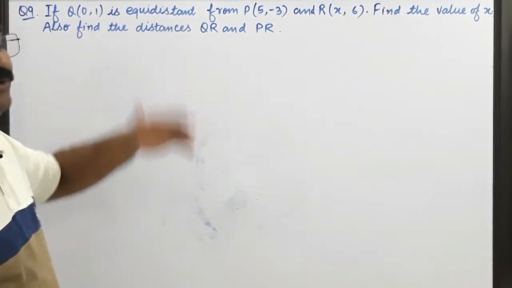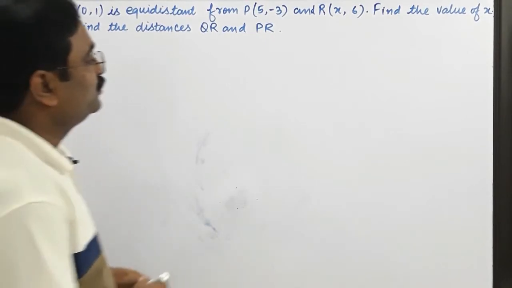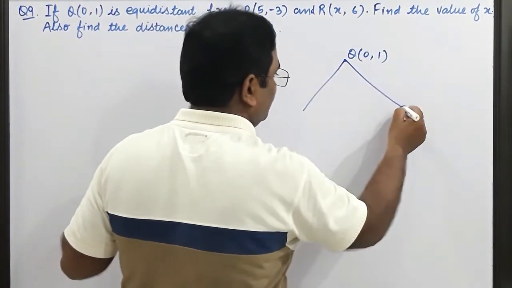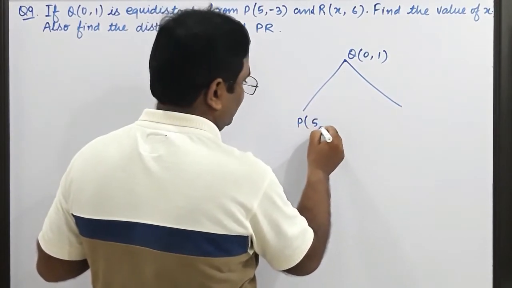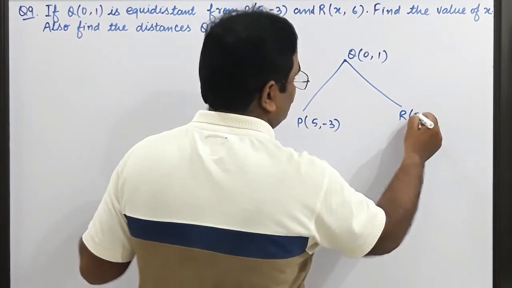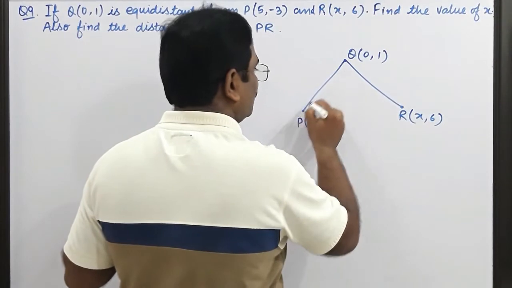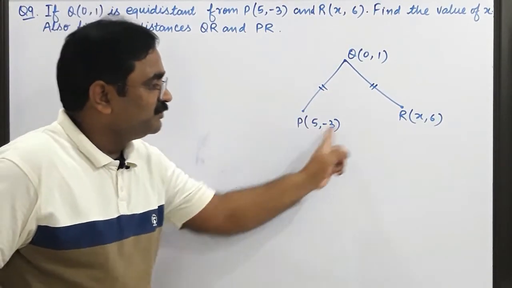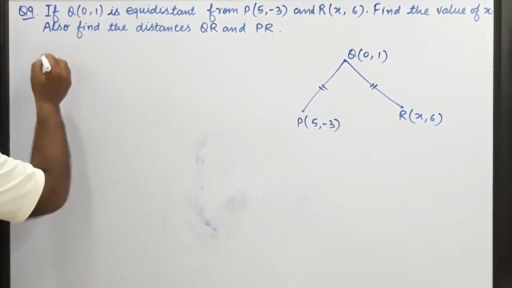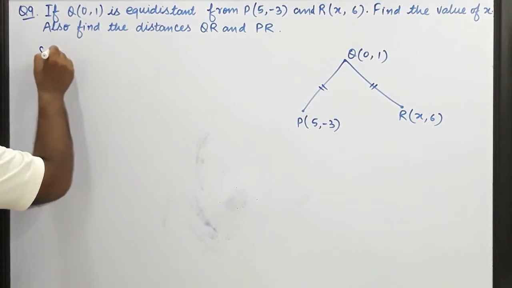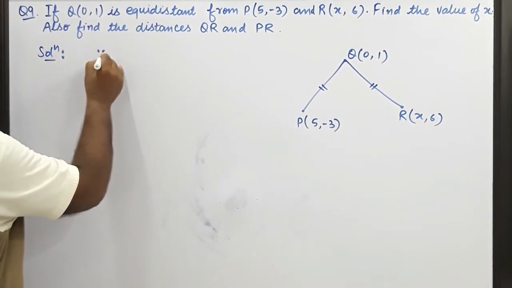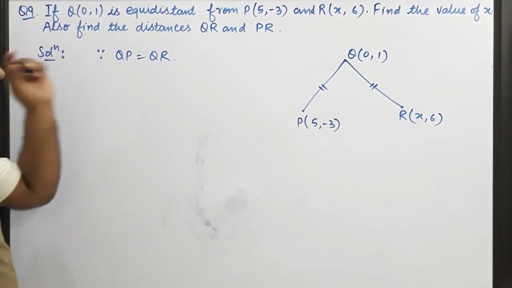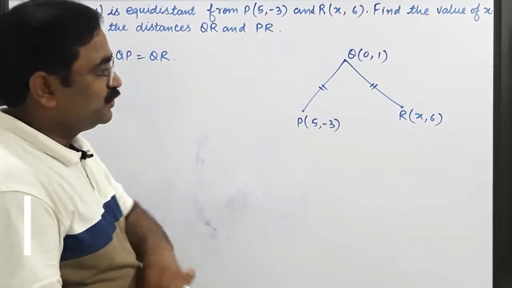ठीक है. तो पहले तो x की वैल्यू फाइंड करते हैं. As what is given, this point Q whose coordinates are 0, 1 is equidistant from point P whose coordinates are 5, minus 3 and from R whose coordinates are x, 6. So what we have? We have PQ equals QR because Q is equidistant from point P and R. Since QP equals QR, which is given in the question, that Q is equidistant from P and R. So QP is equal to QR.